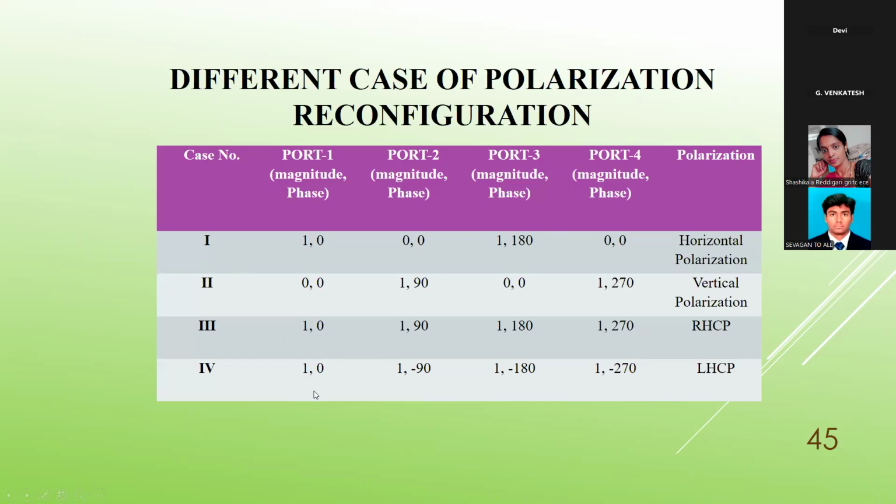And when you go for negative phase, so 1∠0, 1∠-90, 1∠-180, 1∠-270, LSCP. So with one structure, we can get all varieties of polarization: horizontal polarization, vertical polarization, RSCP, LSCP. So that gives you polarization reconfigurability.